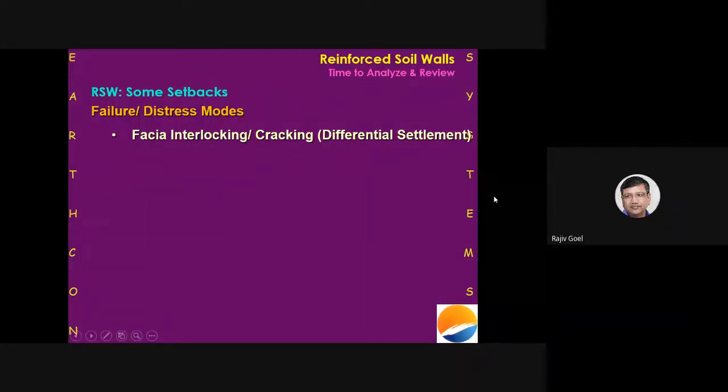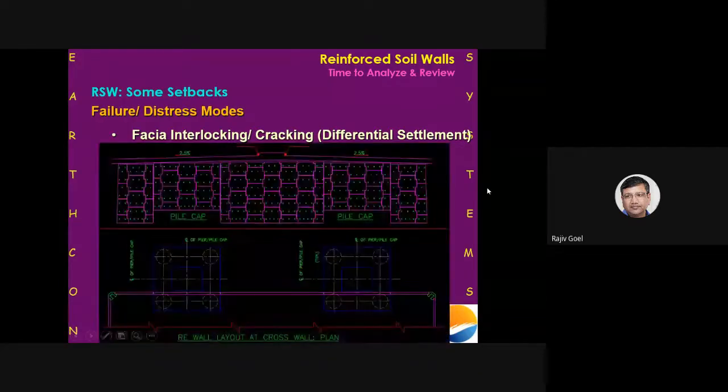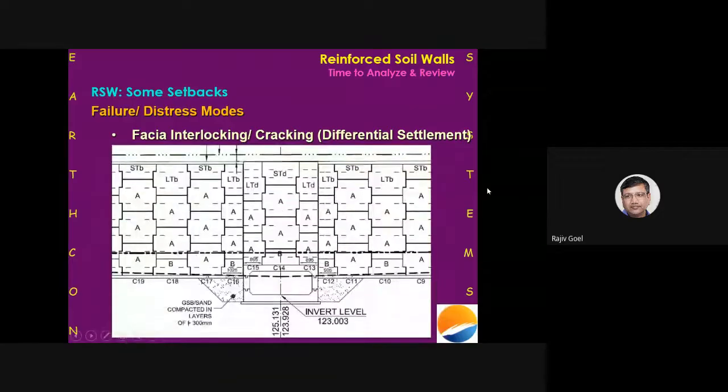But this is an issue which we need to address. And one way of addressing it is by putting split joints. And in case you avoid putting split joints, the problem would come. I'll skip this slide. Similarly, split joints are put across a box culvert construction. And by putting these split joints, we're able to control the fascia interlock.